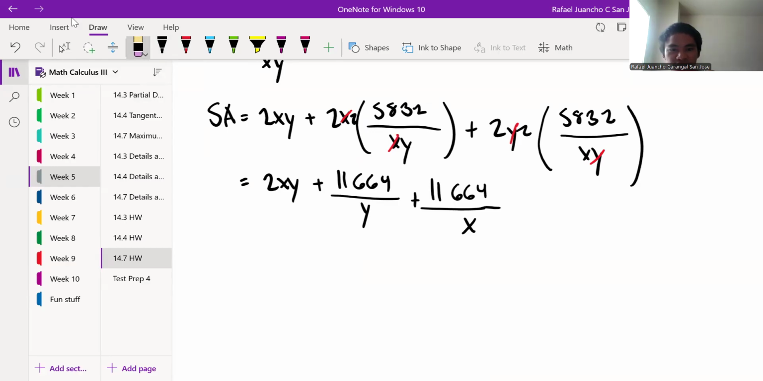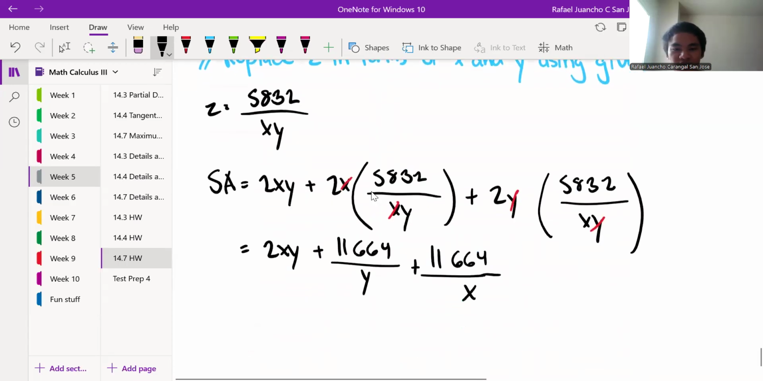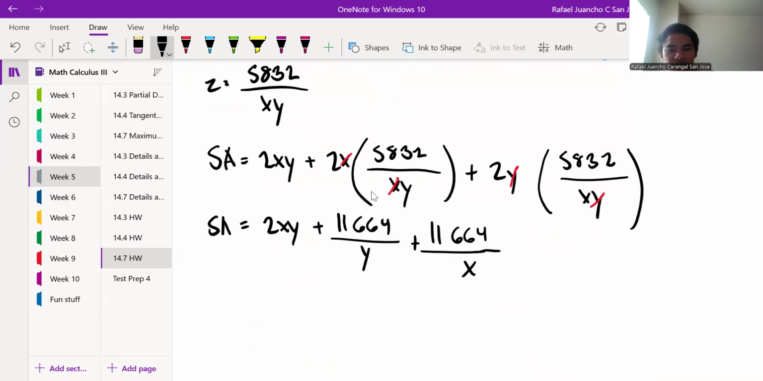If my OneNote wishes to collaborate with me. Okay, so here I have that. And this is now a function of two variables, right? So I'm gonna make this a function of two variables because it is, right? And then from there, I'm gonna take its partial derivatives and find its critical points. And then I solve for X and Y.